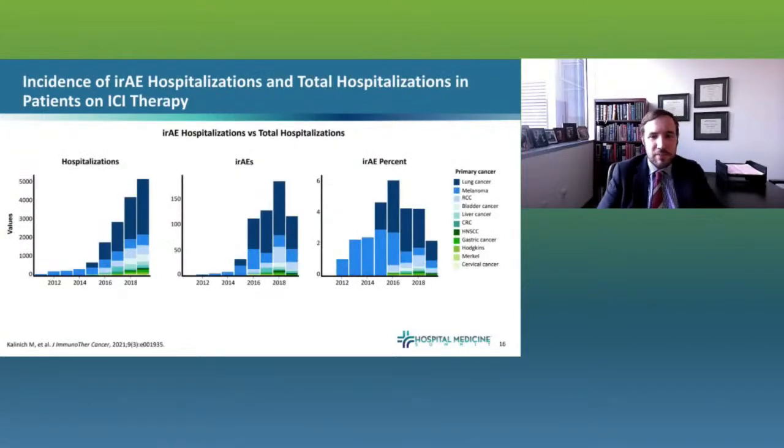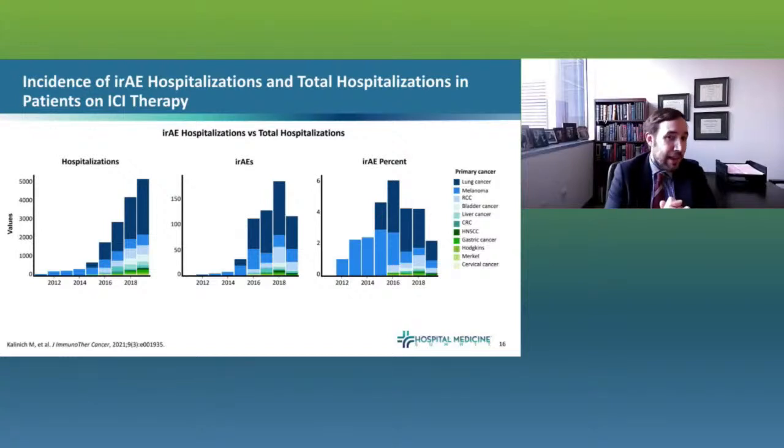So looking at this, I think this is very relevant to what we're talking about today, is looking at total hospitalizations in this study compared 2012 to 2018 on the left. That's just hospitalizations across the board at this one study they did. And you can see going up, but the immune-related adverse event hospitalizations in the middle, and the percentage of the hospitalizations on the far right, those peaked in 2018 and started to go down.